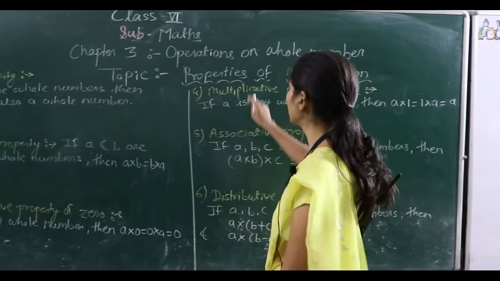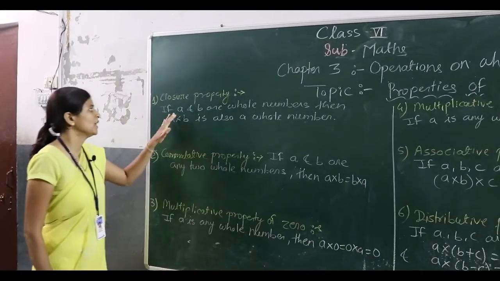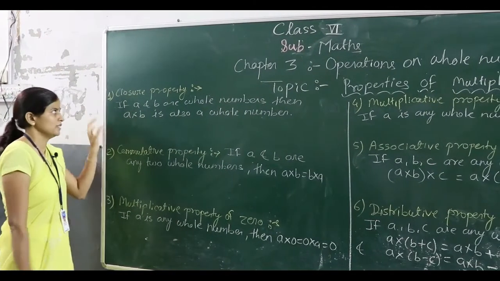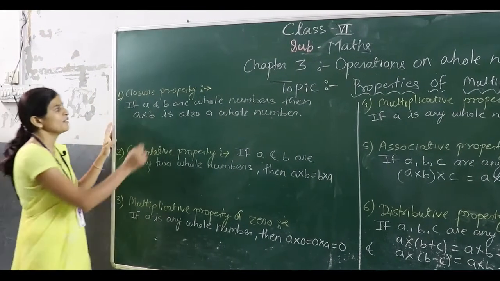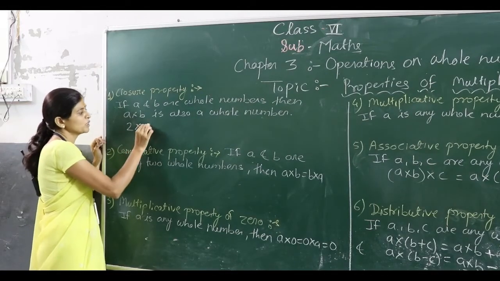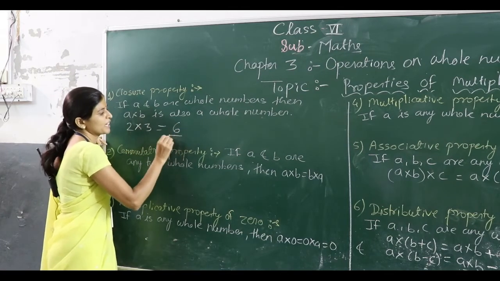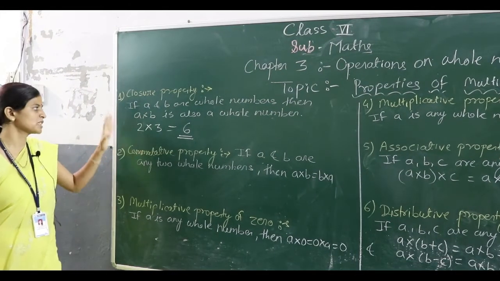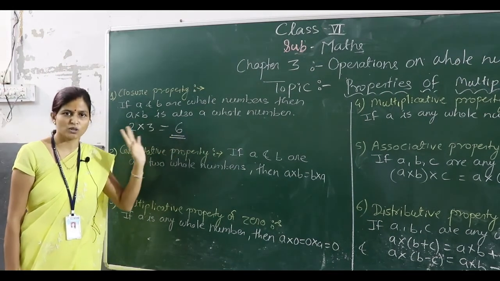Now we are going to see our third operation, that is, properties of multiplication. First property, closure property. If a and b are whole numbers, then a into b is also a whole number. Like addition, the closure property also holds for multiplication. Suppose we take a equal to 2 and b equal to 3. 2 and 3 are whole numbers, so the product of these two is 6. We again get a whole number as the answer. It means the closure property holds good for multiplication. The product of any two whole numbers gives a whole number. This property is called the closure property.